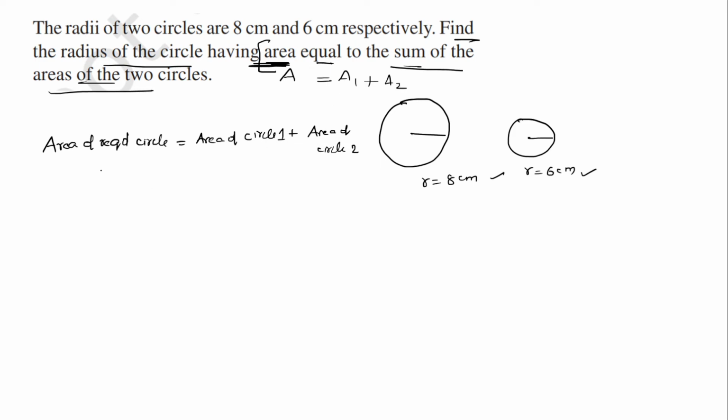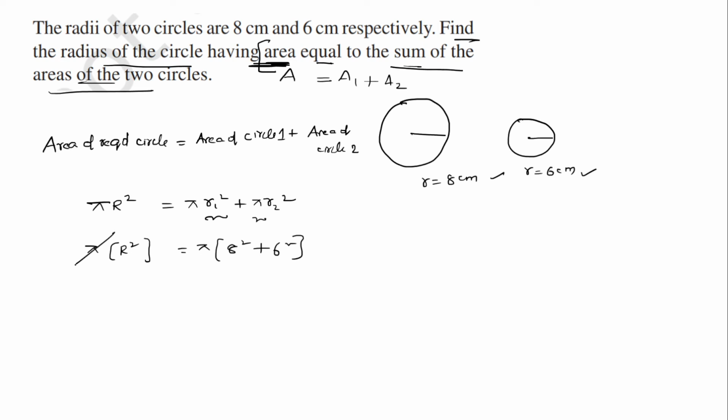Okay, so now what is area of required circle? Since we don't know radius, let it be pi R square. So pi R square is equal to pi r1 square plus pi r2 square. Since pi is constant, we can take common and cancel it out. So pi into, what is r1 here? 8 square plus r2, 6 square. Remember, we have already taken pi as common.